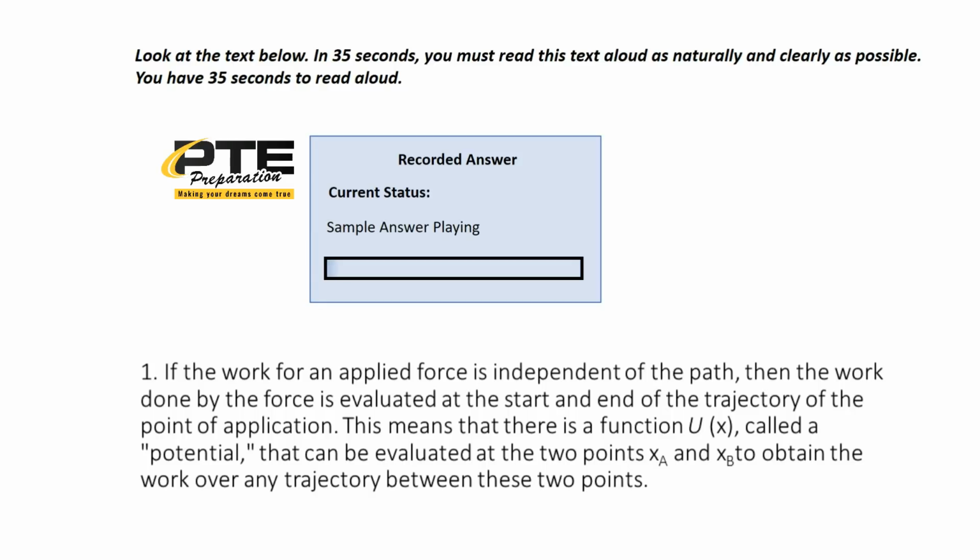If the work for an applied force is independent of the path, then the work done by the force is evaluated at the start and end of the trajectory of the point of application. This means that there is a function U(x) called a potential that can be evaluated at the 2 points xA and xB to obtain the work over any trajectory between these 2 points.